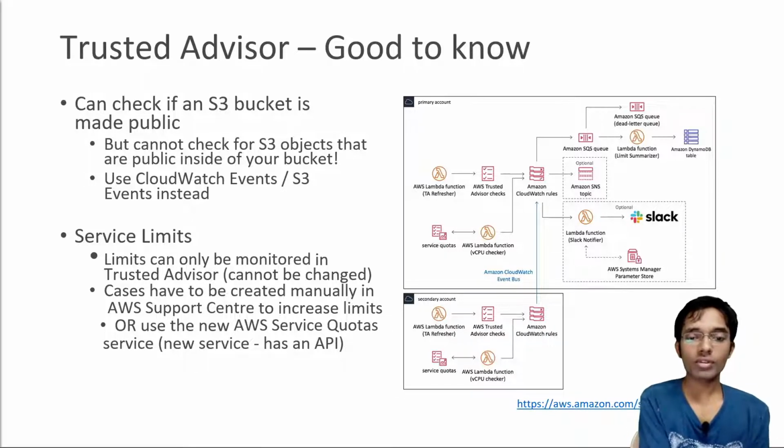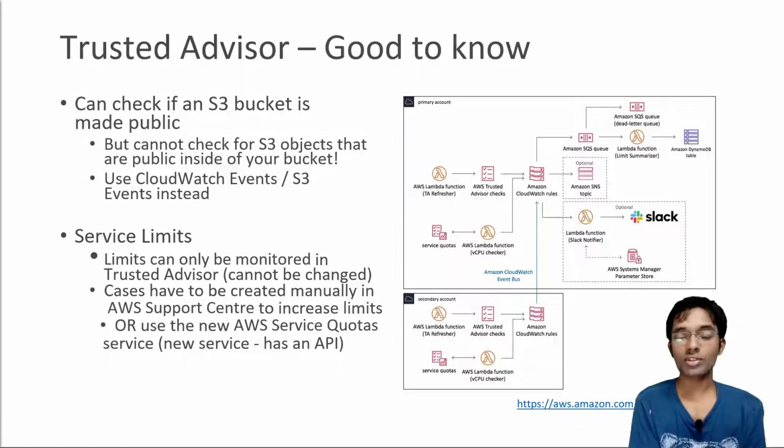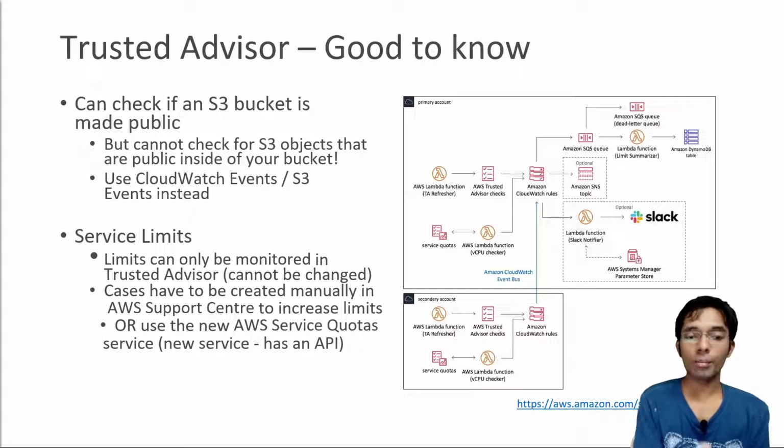Then for the service limits, you can only monitor limits using Trusted Advisor, and that cannot be changed. In case you want to increase the service limits, a case has to be manually created in the AWS Support Center. To monitor these limits programmatically, you will need programmatic access to Trusted Advisor, and therefore you will need to be in a Business or Enterprise plan.